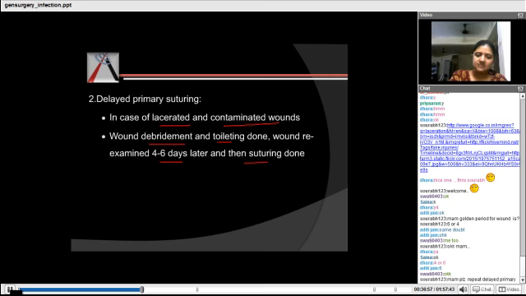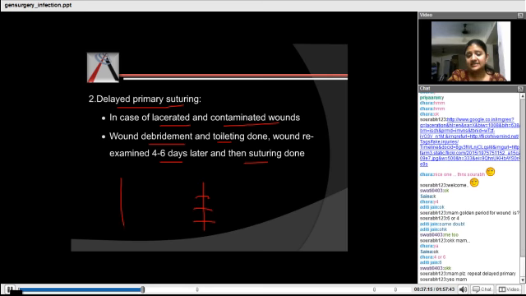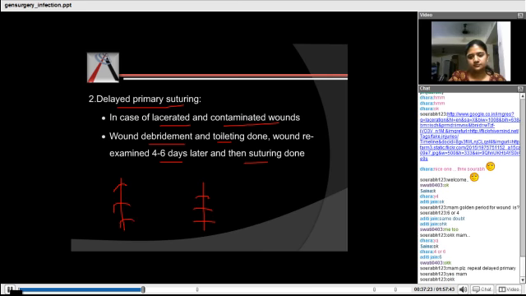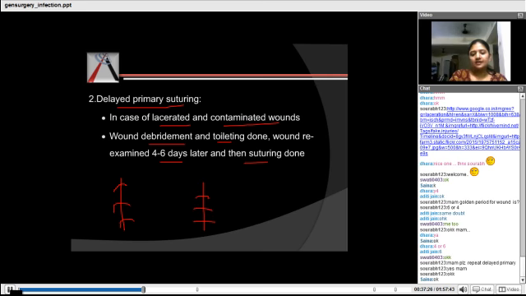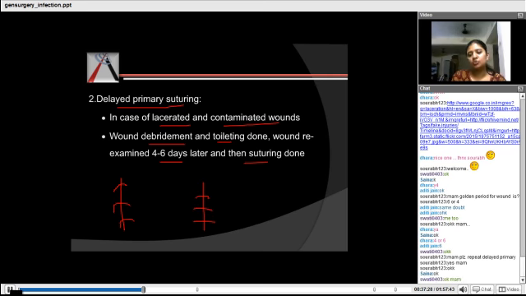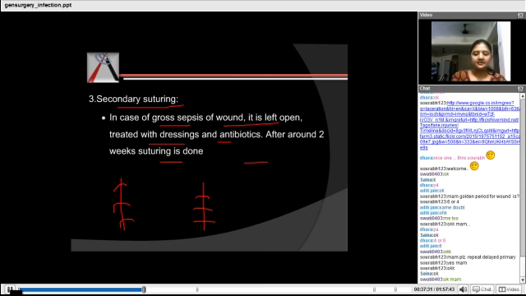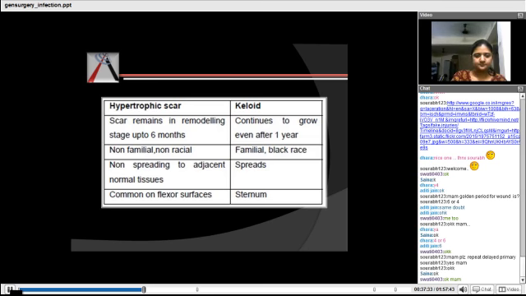Delayed primary suturing is done in case of lacerations or when the wound is contaminated. When a wound needs debridement and some toileting, you do that, call the patient after 4 to 6 days and then suture the incision. That's called delayed primary suturing. It is still primary because your wound can be approximated. It's only contaminated, so you delay suturing it on the same day because you're scared you'll probably cause an infection at a later date.